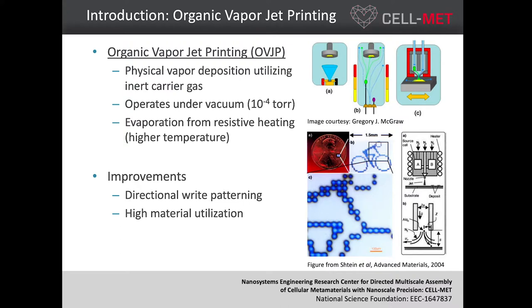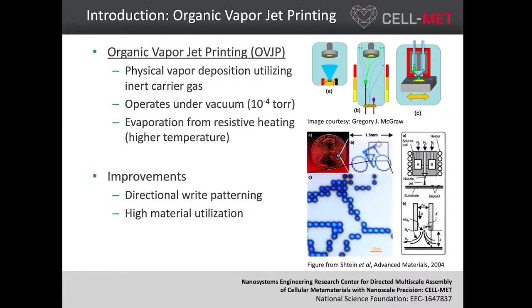Now, organic vapor jet printing is also a physical vapor deposition, but instead of doing this completely in vacuum, it also uses an inert carrier gas. As you'd probably expect, the pressure that this tool operates under is a little higher because you're using gas inside a vacuum. So it operates under 10 to the minus 4 torr. And also, as you would expect from our previous introduction, the evaporation temperature under this kind of condition would consequently be higher because it operates under a higher pressure.